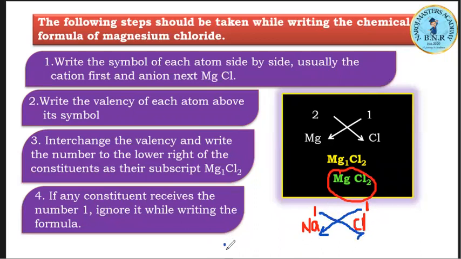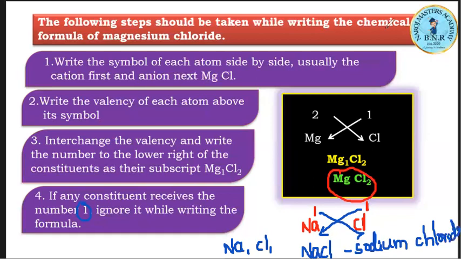Then you will get Na1 Cl1. As we know, if any constituent receives the number 1, ignore it while writing the formula. So no need to write 1. Simply we can write it as NaCl. NaCl is the chemical formula of sodium chloride. Sodium chloride.